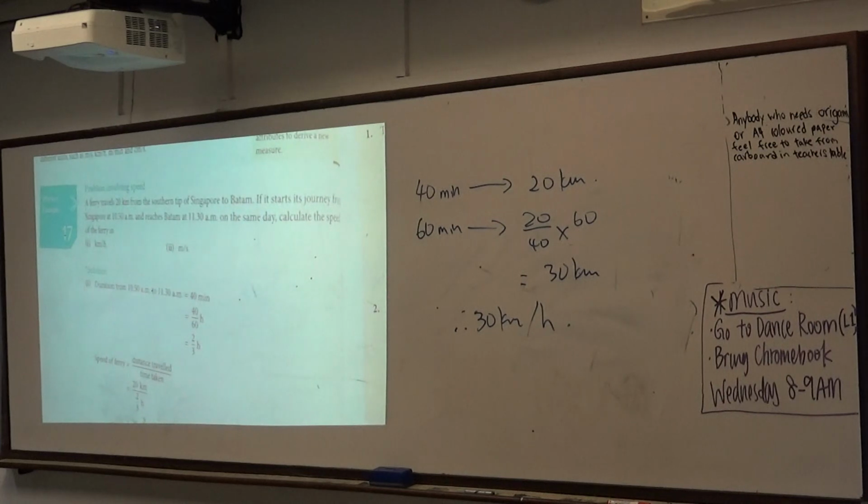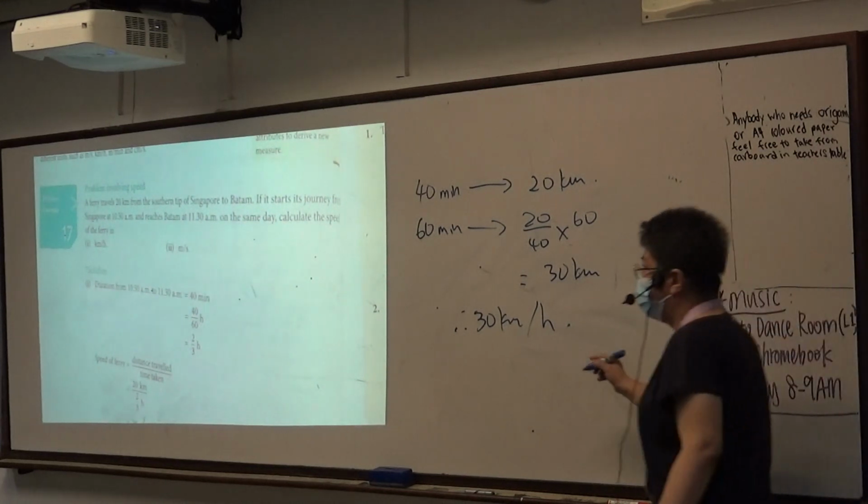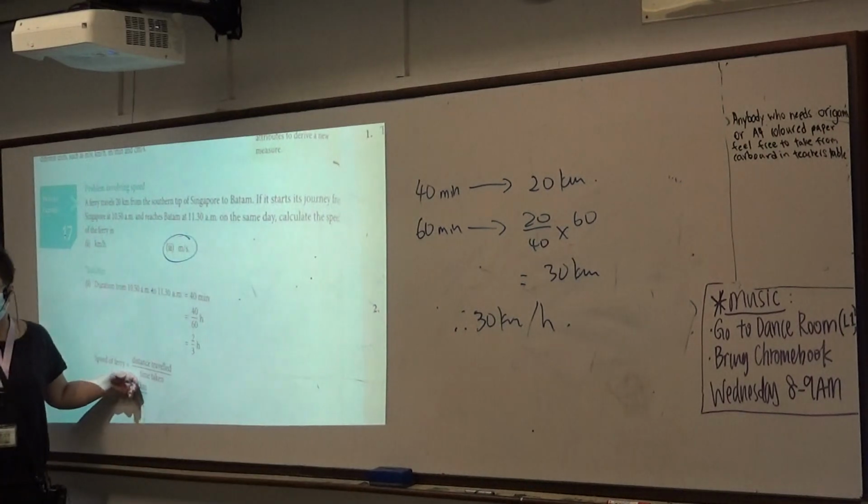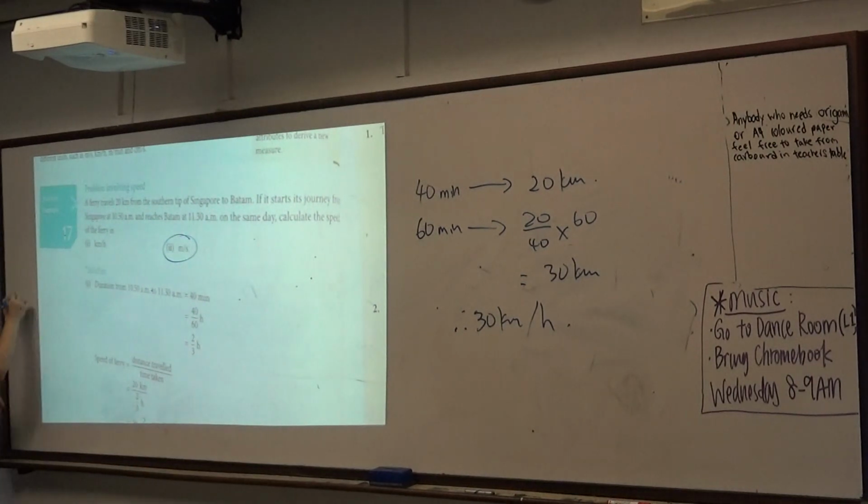Now, then we are supposed to change this to what? What do you call this? Meters per what? Second. Now, I need to warn you first. 1 hour is 60 minutes. 1 minute is 60 seconds. So 1 hour is actually 60 times 60 seconds, which is 3,600 seconds. You must remember this. Okay?